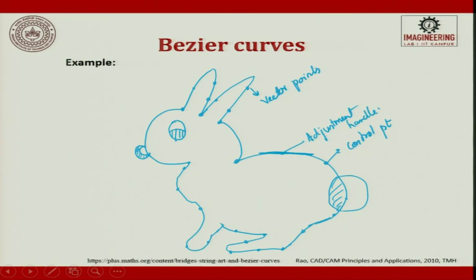Okay. So, if you draw a complex profile, it looks like this. So, these are the adjustable handles and these are the control points. So, these are all the control points. Okay. This is a vector point.